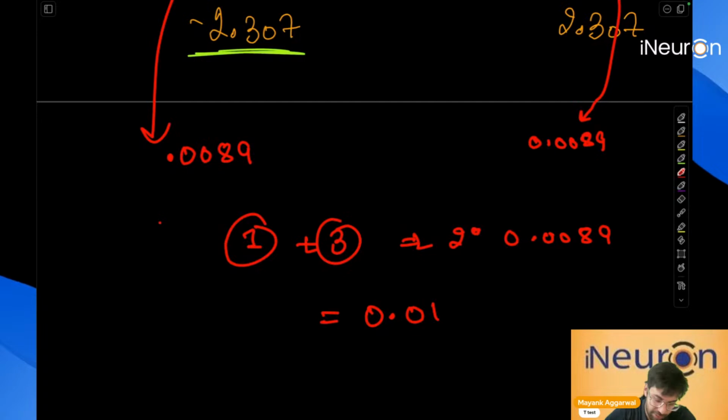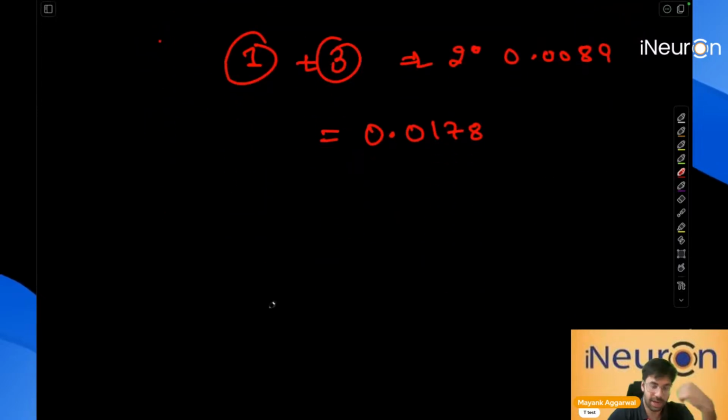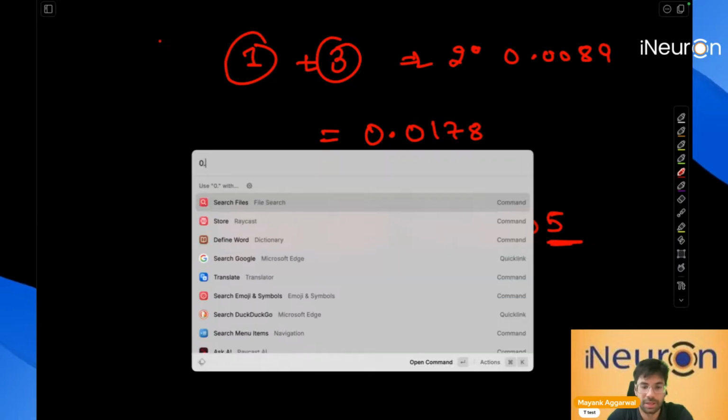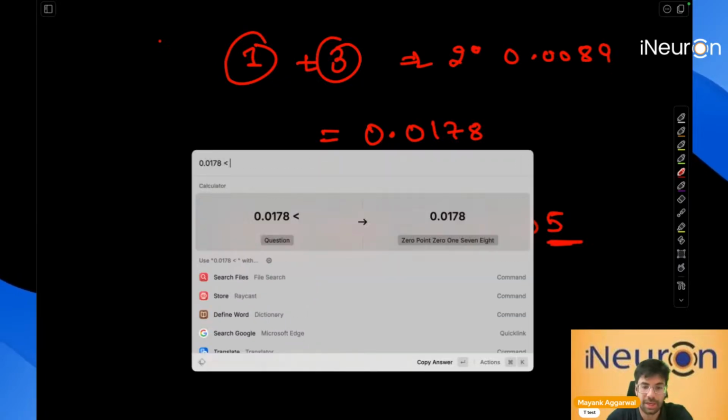Right, everyone? I hope this is clear as well. Anyone has any doubt here? Anyone has any doubt? And now this 0.0178 is actually less than your 0.05, which is your alpha, your significance value. So 0.0178 less than 0.05. It is coming out to be true.